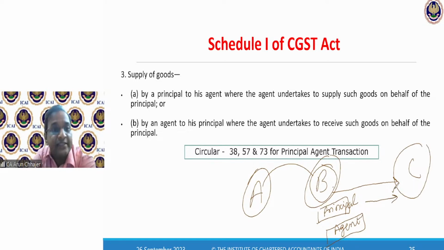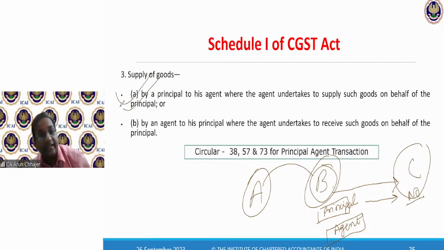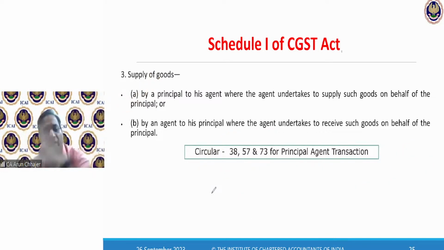If he is issuing the invoice in the name of the principal, then it will not fall in para 3. This circular we will discuss in detail in the next class. Just wait for that circular; we will cover it also. Today, only try to understand that if the principal is supplying the goods to the agent, or the agent is supplying or receiving the goods on behalf of the principal, then it will be treated as supply covered in para 3, and even without consideration, it would be taxable in the GST.